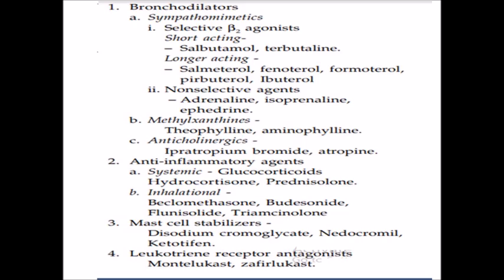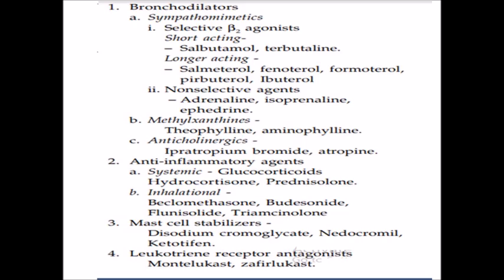One is sympathomimetics, which we have already discussed. Then we have the methylxanthines, and the third group is anticholinergics. The second group is anti-inflammatory agents. It is mostly because of some inflammatory agent, therefore we prescribe anti-inflammatory agents. It can be systemic or inhalational. Systemic agents can be steroids, glucocorticoids, hydrocortisone or prednisolone. And for inhalation, we give beclomethasone and budesonide. So the B agents, beclomethasone and budesonide, are the inhalational ones.